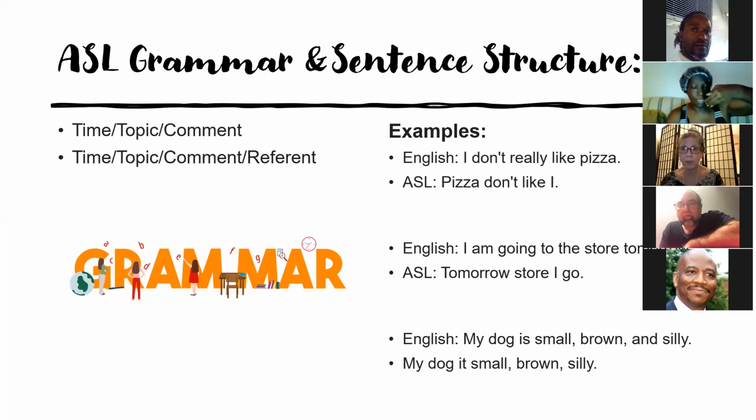So you would sign pizza, don't like. This pinching handshake coming from your chest is like. So this is don't like. You throw that like away. I don't like. So it would be pizza, I don't like, or don't like I. Pizza, don't like I. Okay, that's how you would sign that.